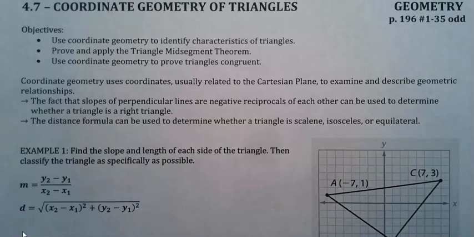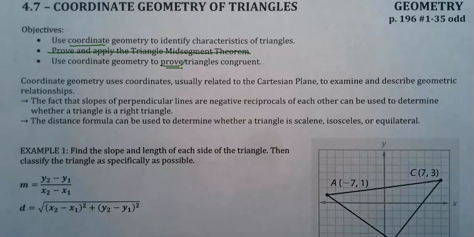Okay, for geometry, we've got 4.7, coordinate geometry of triangles. So the first thing we're going to do is use coordinate geometry, this coordinate grid, to identify characteristics of triangles. We're taking what we know and using it on the coordinate grid as well. The second one, prove and apply the triangle midsegment theorem, we are not actually going to do today. And the last one is use coordinate geometry to prove triangles congruent again. Sometimes the only way to find out is if we can prove those things and use the coordinate grid.